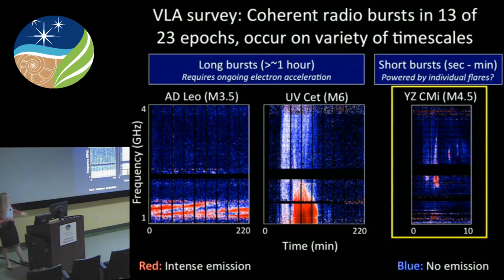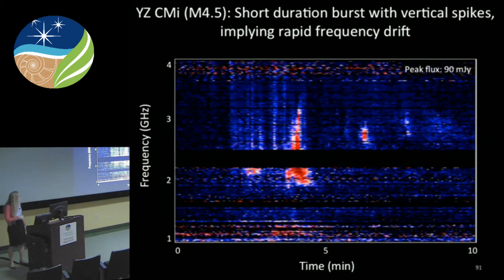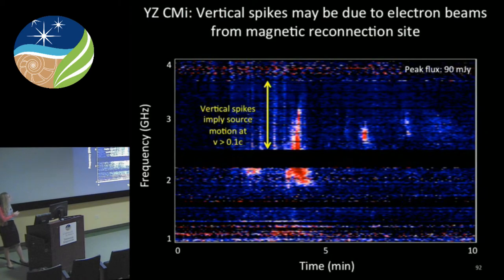All right, so the last event I'll highlight is on YZ Canis Minoris, another well-known M dwarf flare star. This is a shorter duration event with individual spikes that are shorter than the 1 second time integrations that we have, as well as longer duration features that drift more slowly. We didn't detect frequency drift in these vertical spikes because of the limits of our integration time. But if we assume that the vertical extent is caused by frequency drift, then it puts a lower limit on the rate of source motion and would imply source speeds of about 10% of the speed of light.